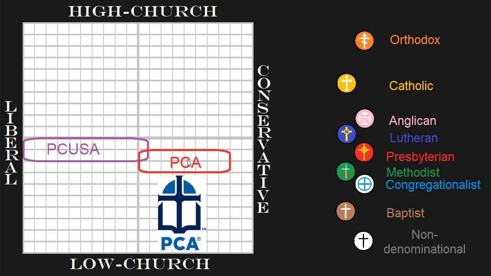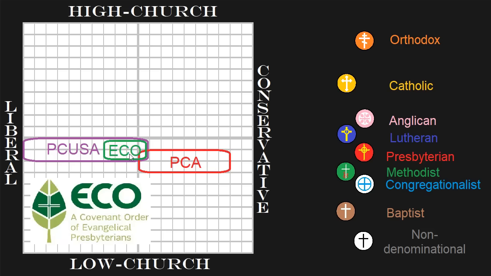So the PCA is the second biggest denomination. It is a conservative offshoot denomination. It also has a pretty big range, but generally it's less traditional than the PCUSA. It looks a lot more contemporary. They don't value the sacraments quite as much, but there is always overlap between all of these.